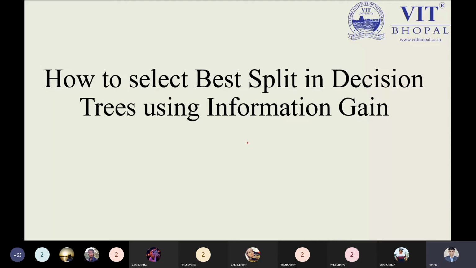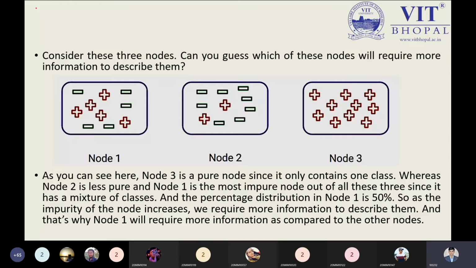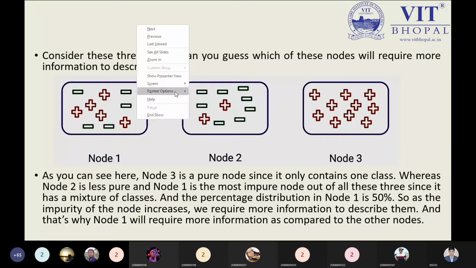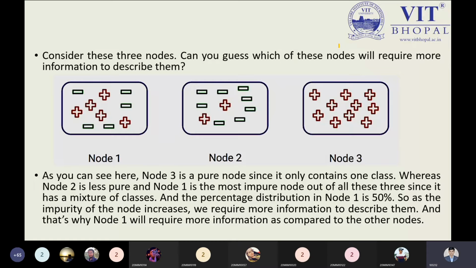Now, consider these three different nodes: node 1, node 2, node 3. And you can easily see in these three nodes, we have some data, plus minus plus minus. So what is it showing to us? Negative is saying to us we have some impurity.